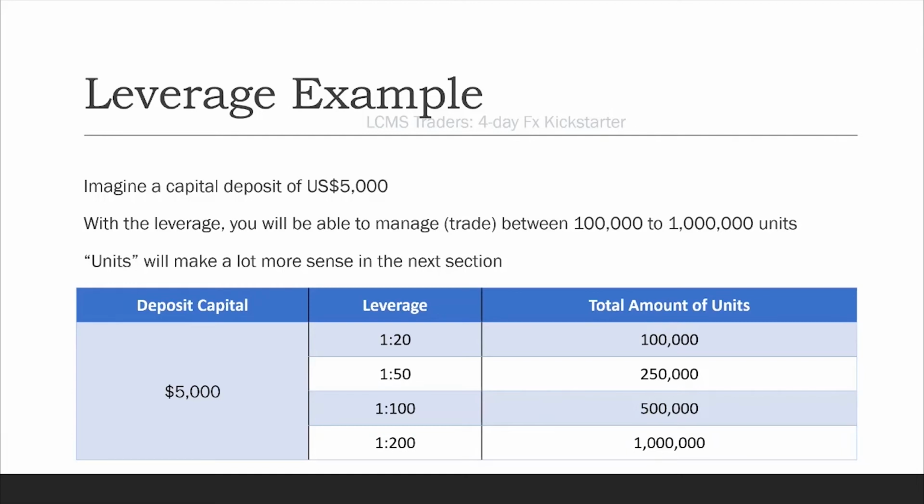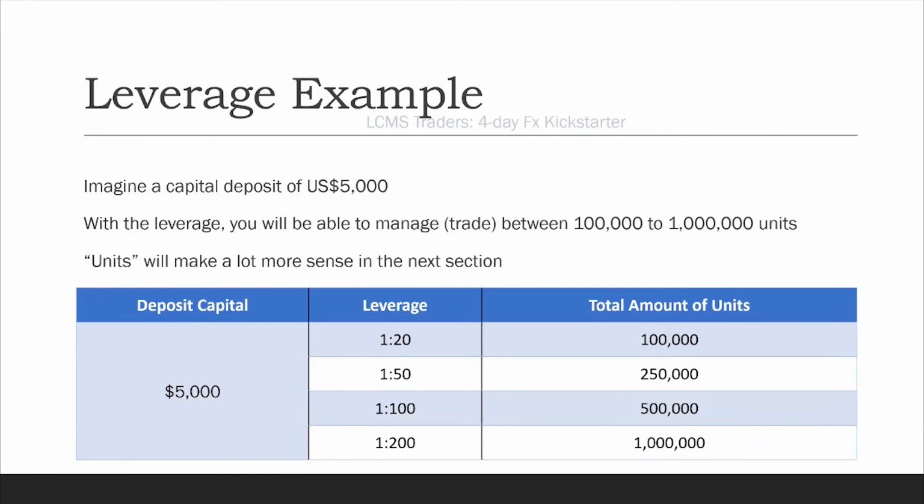This is the part that actually scares and confuses a lot of people, because when you start with a deposit capital of 5,000 and a leverage of, for example, 1 to 100, you control 500,000 units. A lot of people think that they have $500,000, and then the panic comes: what happens if I lose that $500,000? Will I have to pay the full 500,000 back? No. The main thing about leverage is that they leverage you up. You control 500,000 units, but your capital is only 5,000.